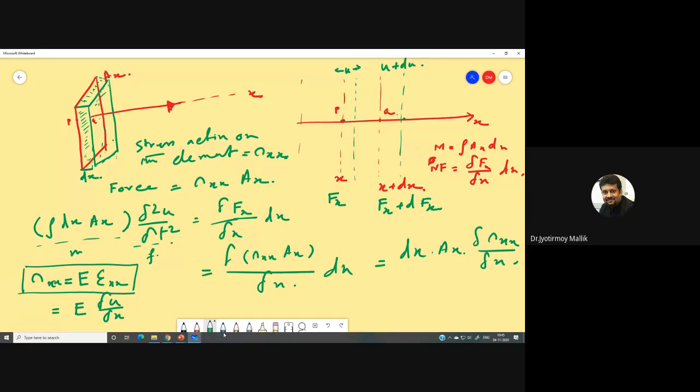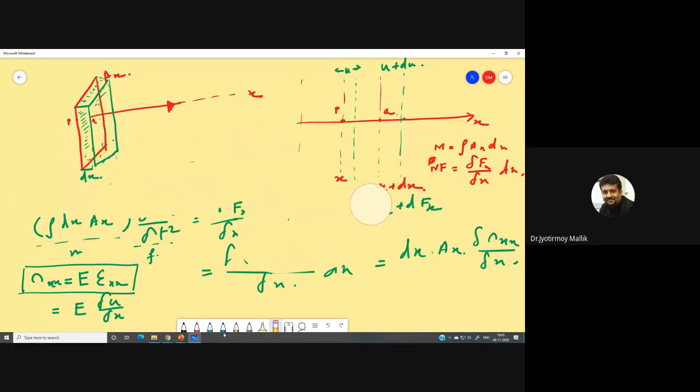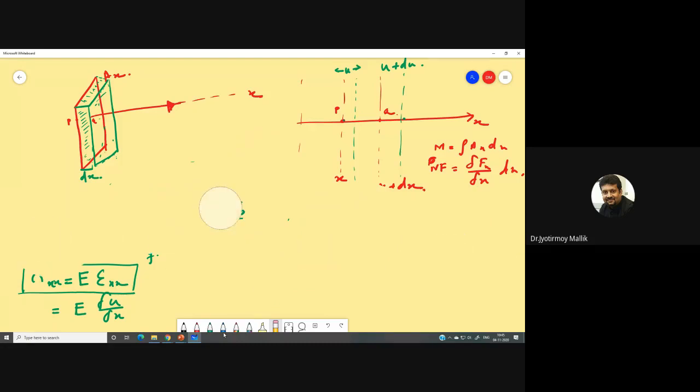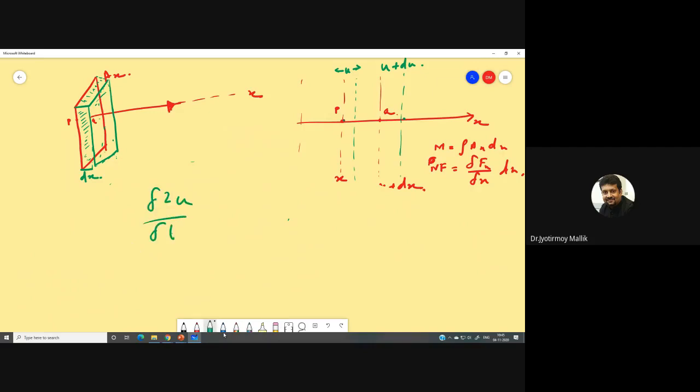So now if I essentially do a substitution, I can write down delta square U by delta t square is equal to V square delta square U by delta x square, where V is nothing but root over Young's modulus by rho. Okay.